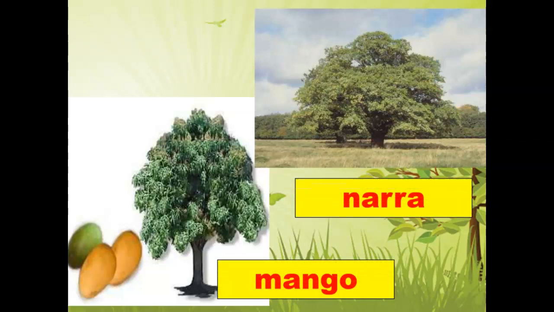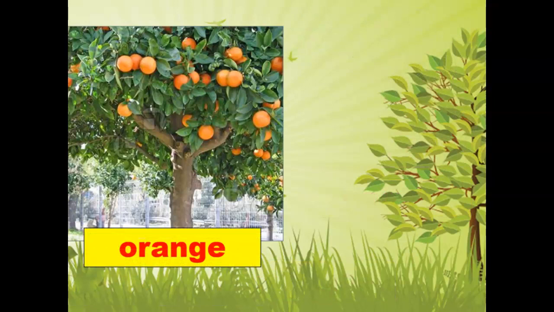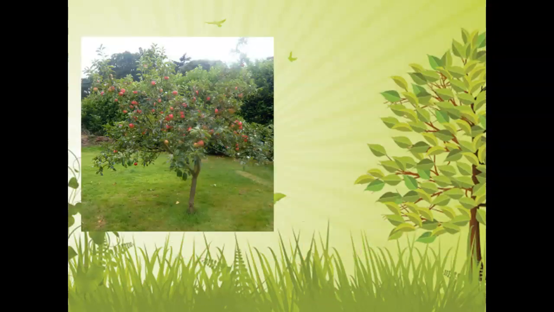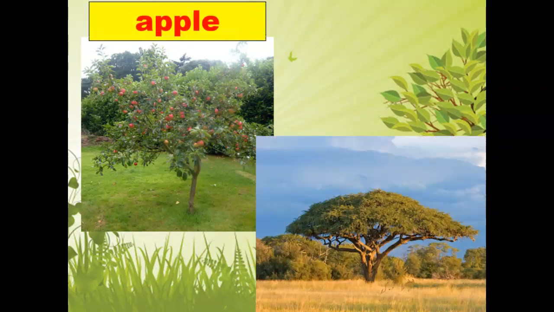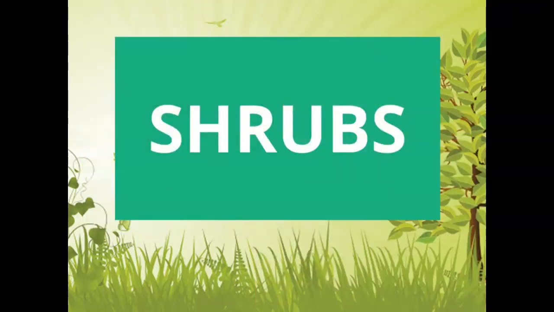Another tree, orange tree, guava tree, apple tree, acacia tree. Okay, now let's move on to the second kind of stem, the shrubs.